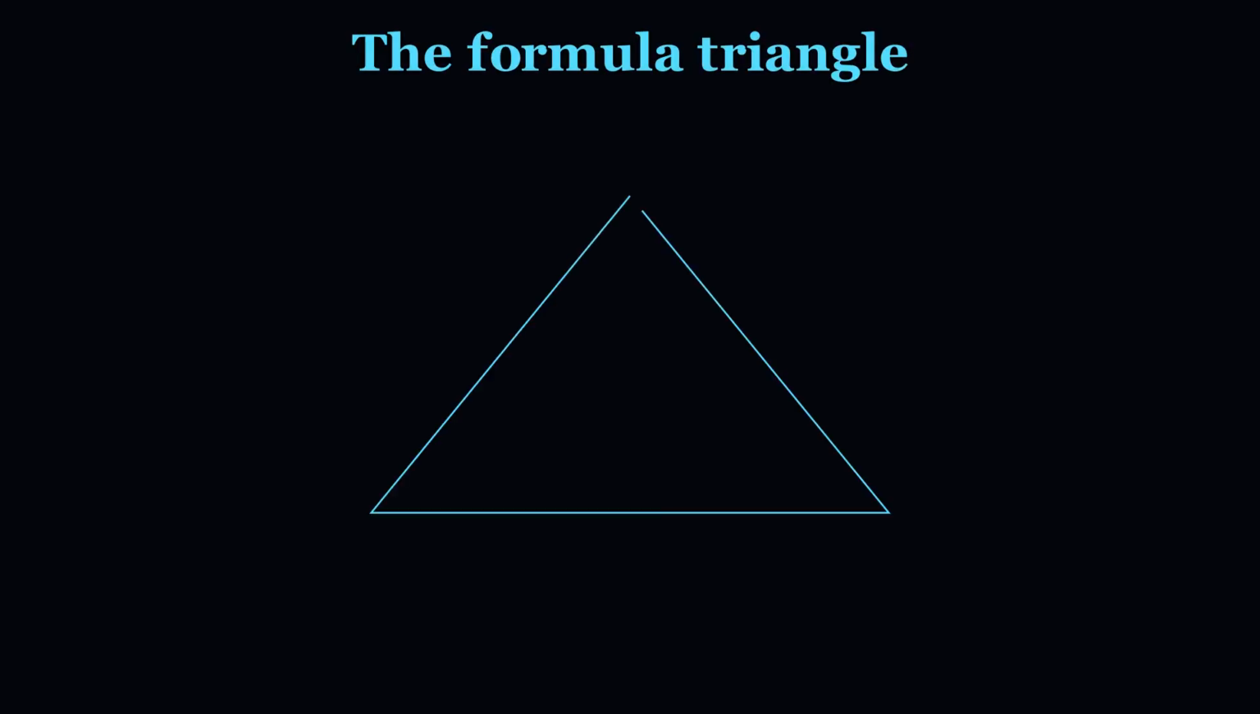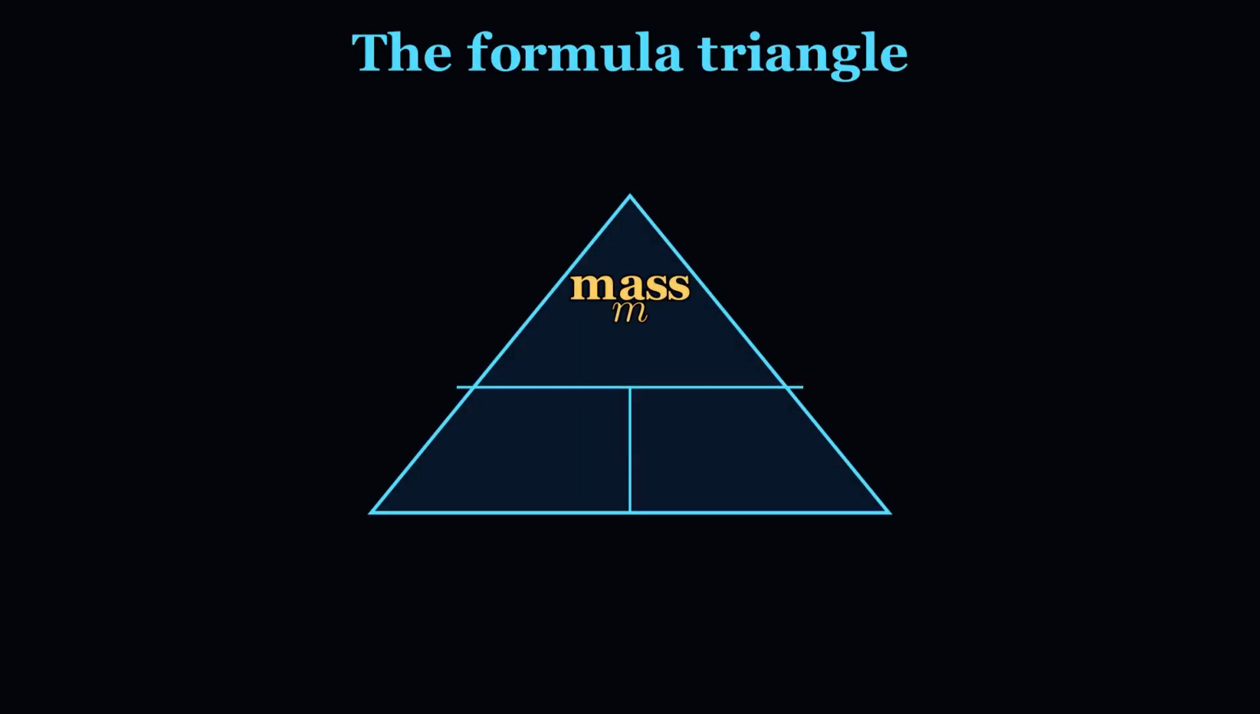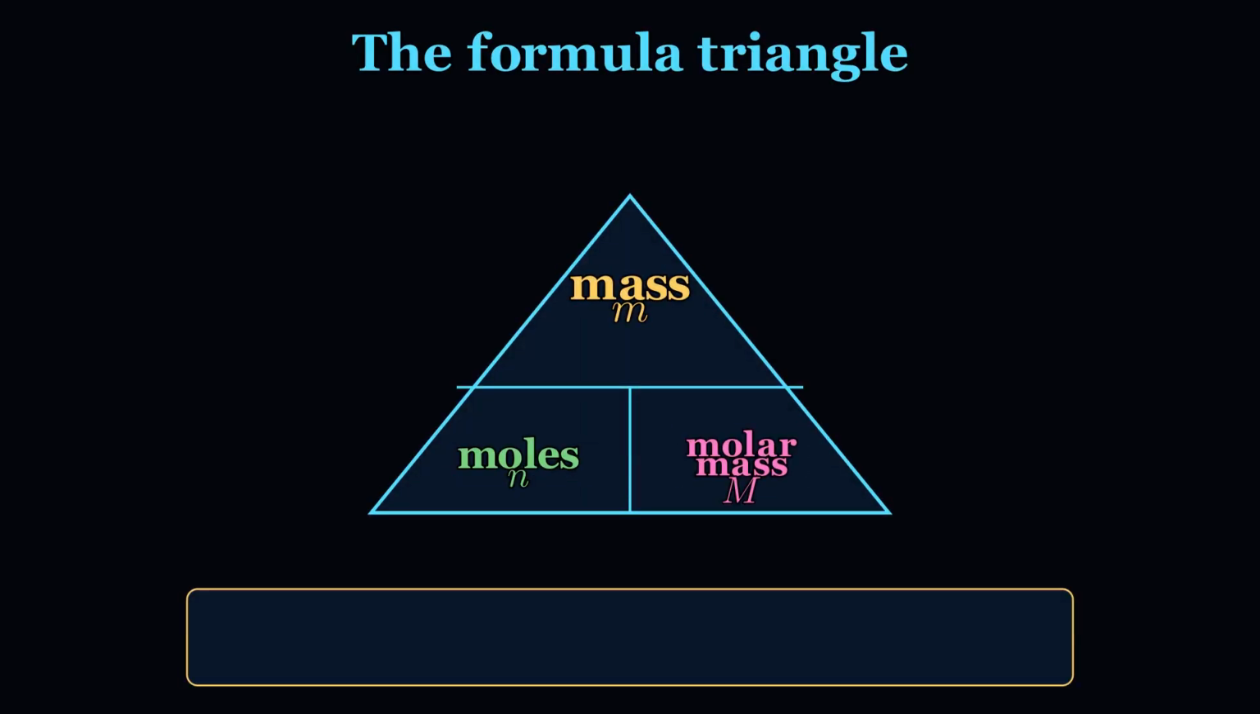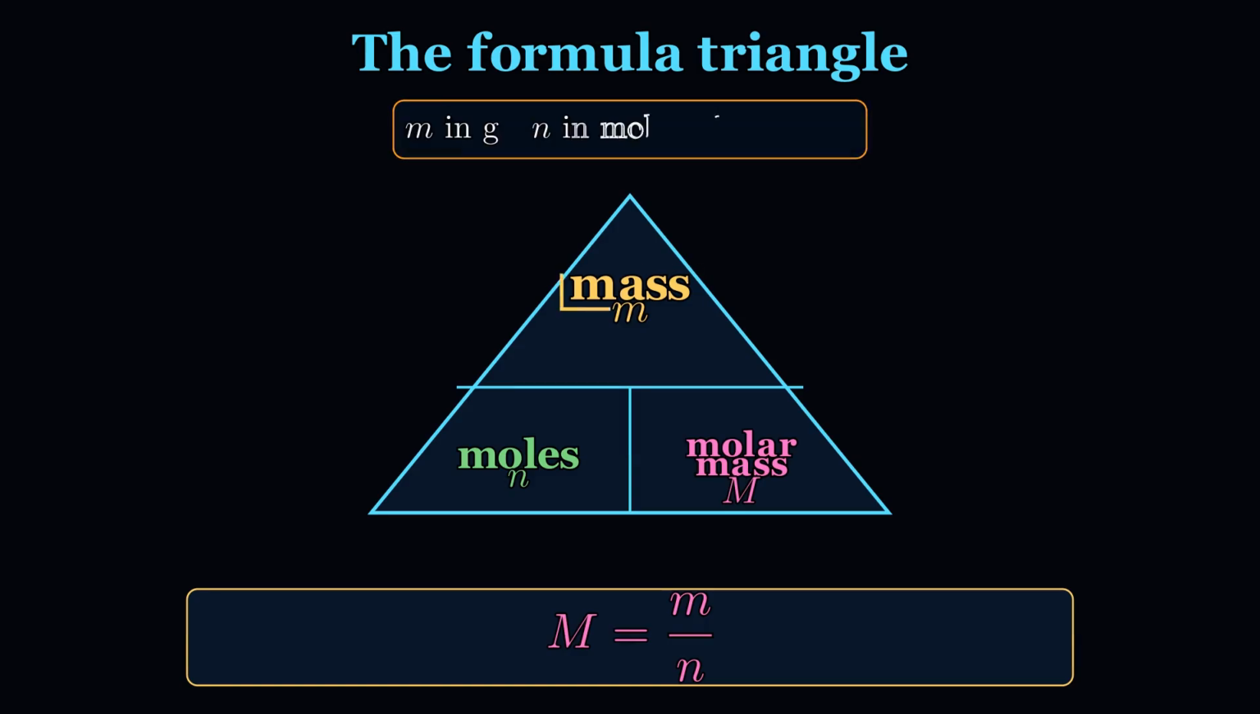Now we can use the formula triangle. At the top is mass. At the bottom are moles and molar mass. The main formula is mass equals moles multiplied by molar mass. We can also rearrange it. Moles equals mass divided by molar mass. And molar mass equals mass divided by moles. Mass is measured in grams. Moles are measured in moles. Molar mass is measured in grams per mole.